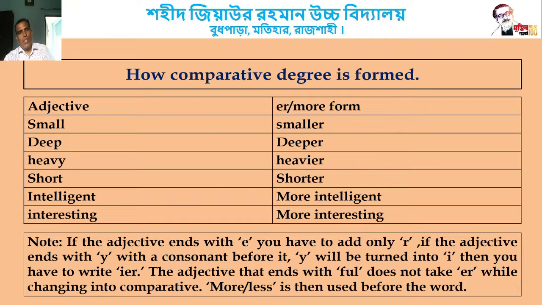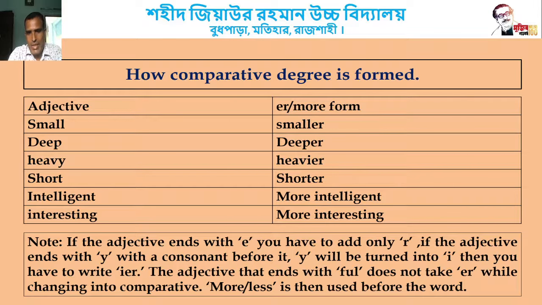So, my dear student, you have already seen the chart very carefully. Now, follow. If the adjective ends with e, you have to add only r. Okay, my dear student? If the adjective ends with y, with a consonant before it, y will be turned into i. Then you have to write ier. Okay, my dear student?